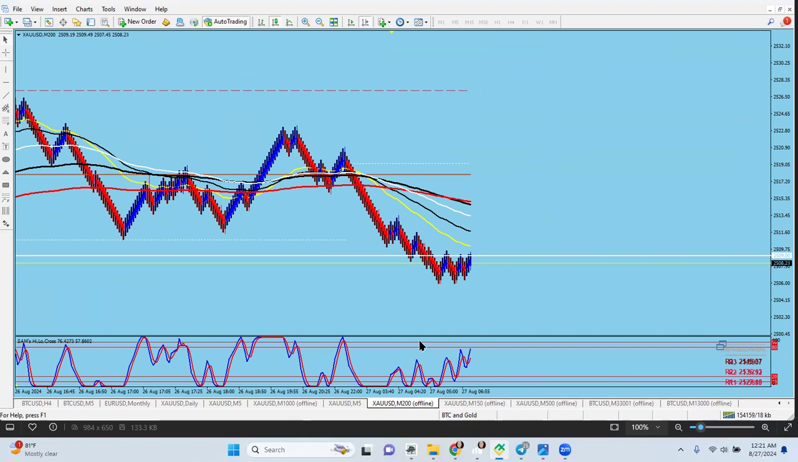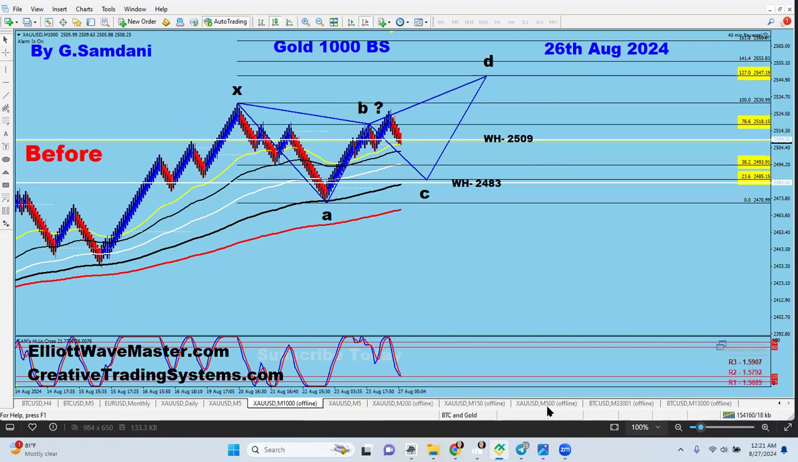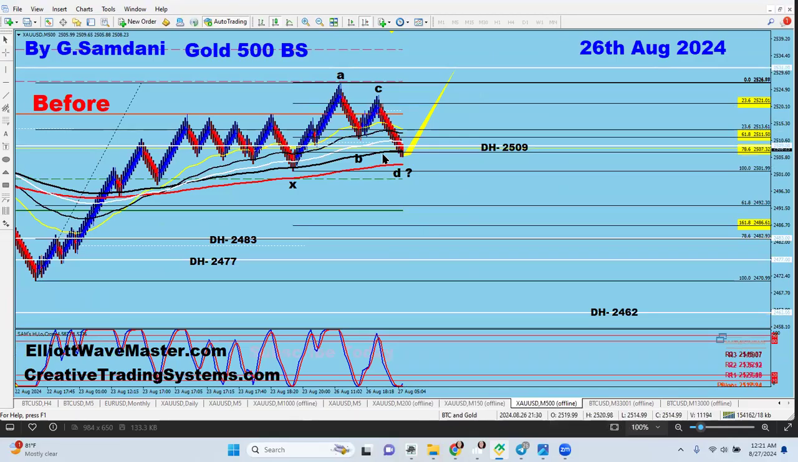All right, so this is it for now. Again, this is the chart that I'm looking at right now. It's very important. So, manage yourself and take care of this gold thingy.